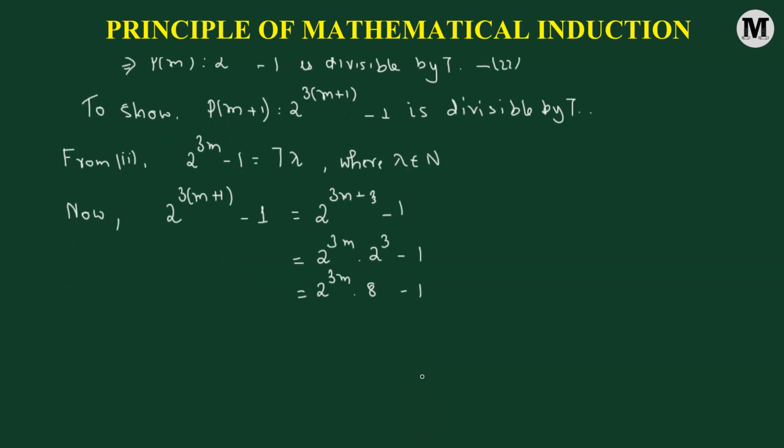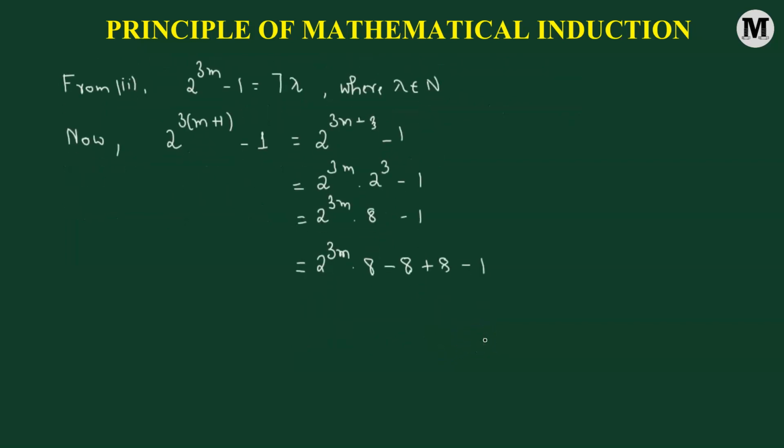Now what we'll do, we're going to subtract 8 from the first term. So we have 2 raised to the power of 3m times 8, and we're going to subtract 8 from it. But this is an extra term that we are subtracting, so we're going to add 8 to it as well. And then we have minus 1.